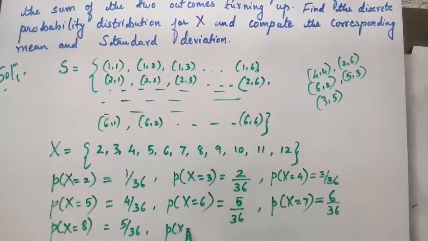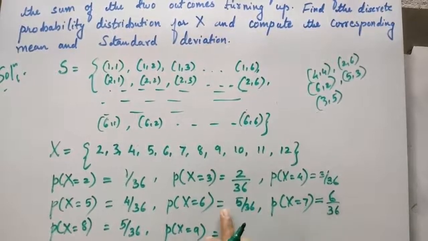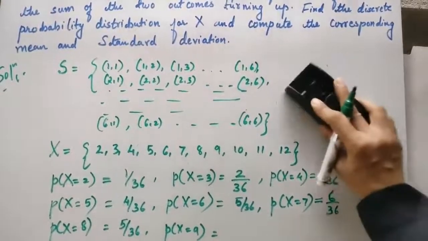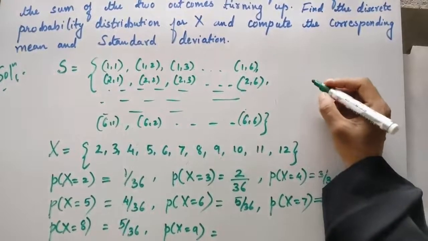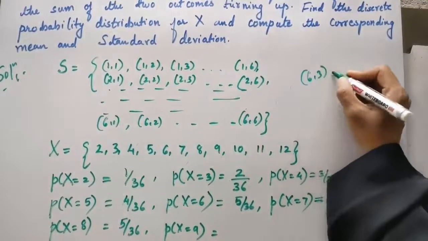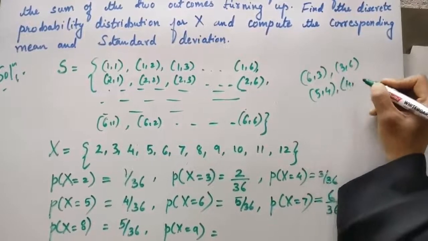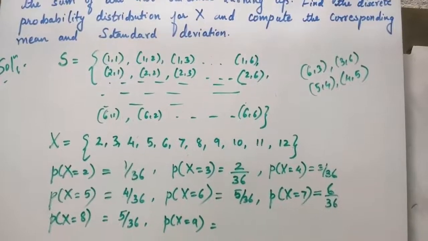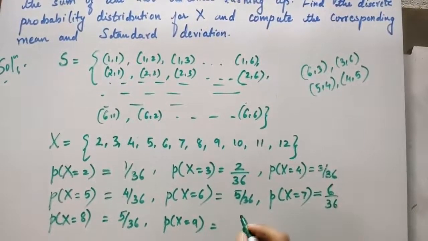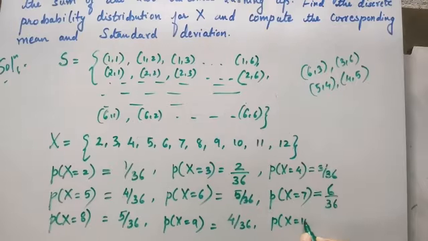Next, probability for x is equal to 9. When do you get x is equal to 9? Yes, we check out the ordered pairs for which you get x is equal to 9. You get 9 when you have 3 comma 6, 6 comma 3, 5 comma 4, 4 comma 5. These are the only 4 possibilities which give you the sum to be 9. So it will be 4 over 36.